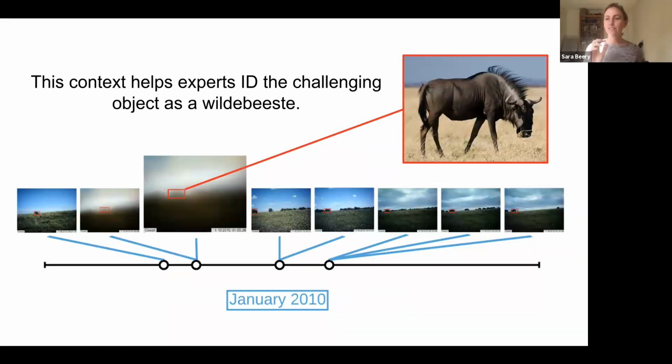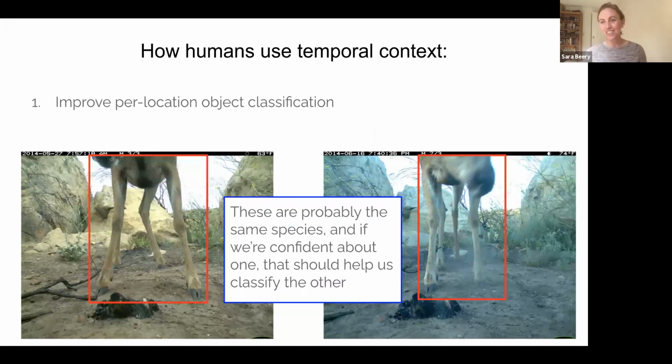And so all of that implicit context that they're getting from not just looking at a minute of information, but actually looking over an entire month of data, for example, is helping them identify these really challenging images. And so what we try to do is see if we can do what the humans are doing. So humans are using this temporal context to improve the per location object classification, right? So if you're seeing things across time and in one image you can be very confident about the species, you can probably propagate that confidence in some way to these other more challenging images.